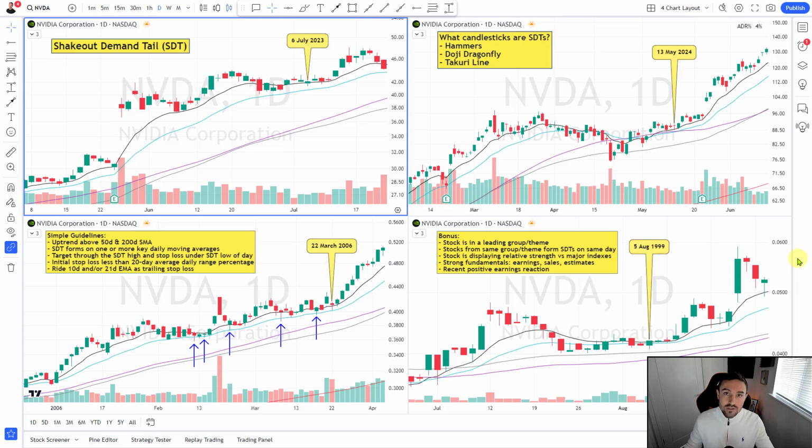You'll see these 4 charts of NVIDIA cover a 25-year period. Now, why have I done that? It's to illustrate the timeless nature of this setup, and I'm just looking for the same thing to continue repeating.